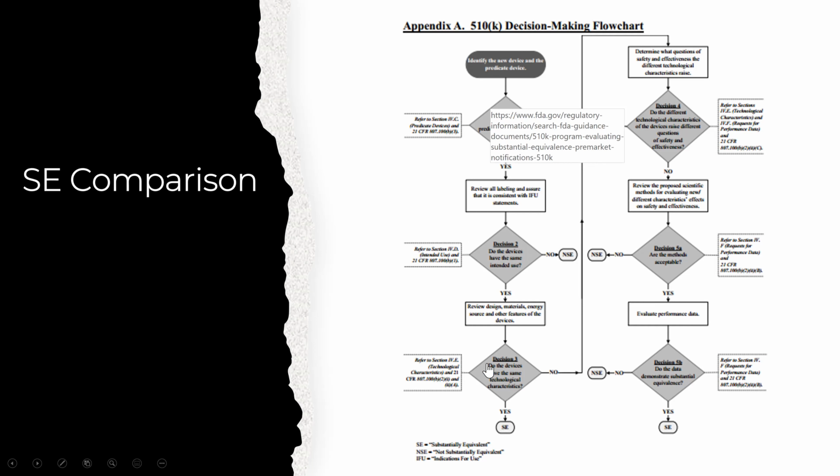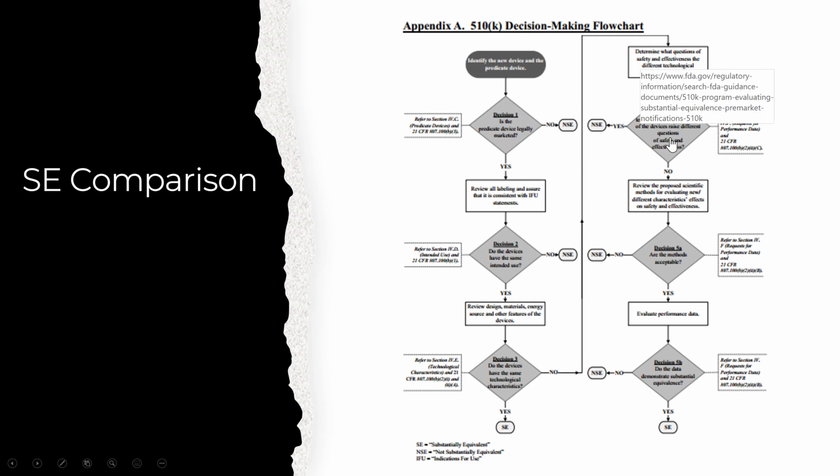The next item is the technological characteristics. They have very specific things they consider to be technological differences, such as power supply, materials, mechanical performance. So there are different things that they're looking for. Are they the same technology or not? If they're not, then you're going to have to go over here to the next question.